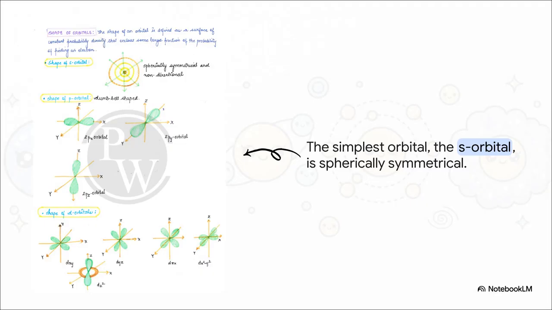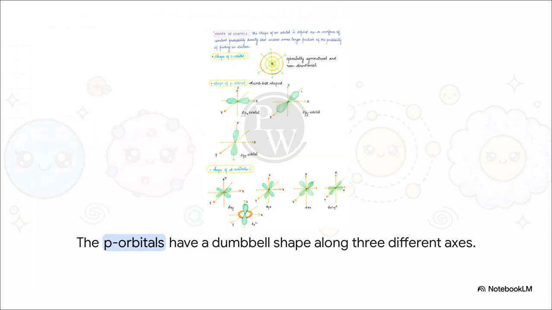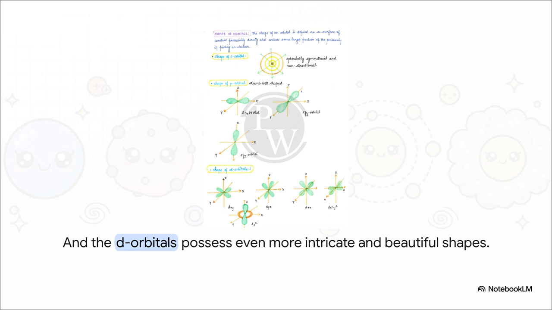And these probability clouds have distinct shapes. The simplest one is the s orbital, a perfect sphere. Then you've got p orbitals that look like dumbbells, oriented in 3 different directions. And d orbitals have even more intricate, really beautiful shapes. This is the world inside the atom.